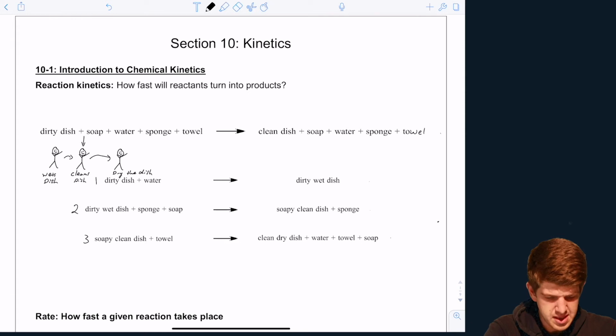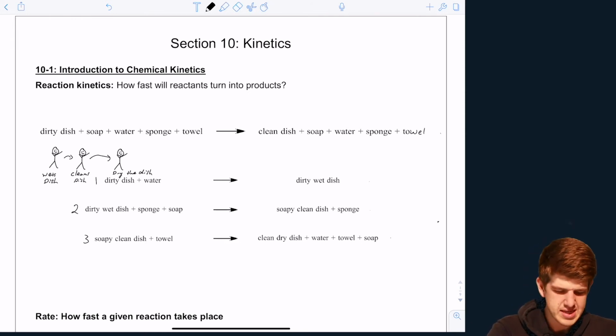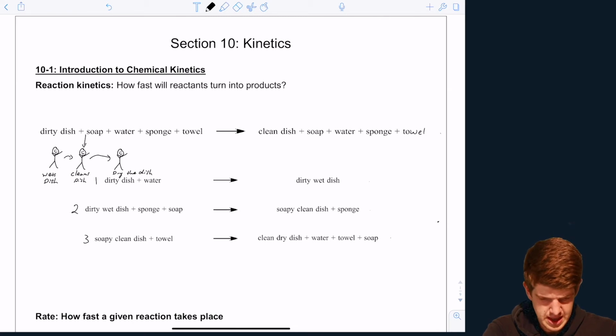And so, in this mechanism, we would call the task that that second person is tasked with to be the rate determining step. It's going to take the longest, and the overall rate of the process depends on the rate of that person's task.